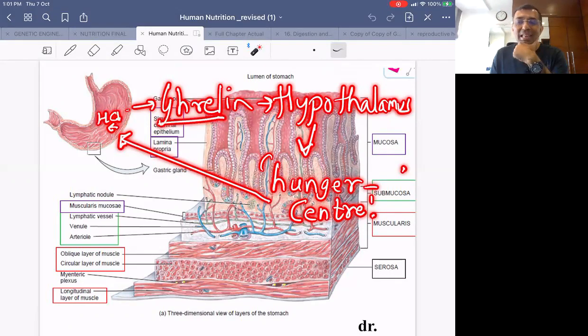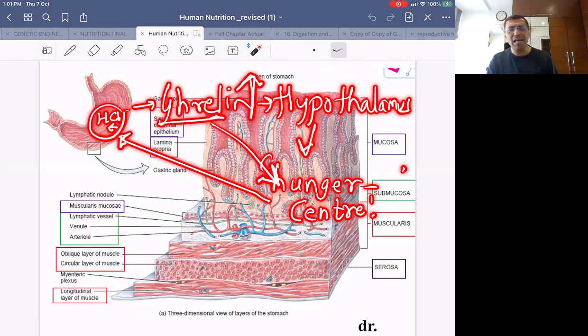So sir, in some people, excessive ghrelin is released. And so much ghrelin is produced continuously, it keeps on acting on their hunger center in the hypothalamus, and they have continuous churning, HCl is secreted, and they're all the time hungry.